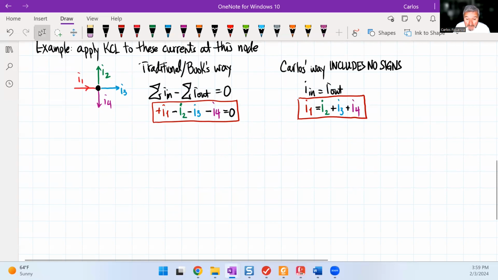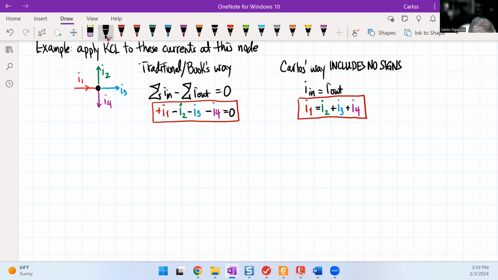Now, let's go look at Kirchhoff's voltage law, which we then lovingly called KVL, and loops.